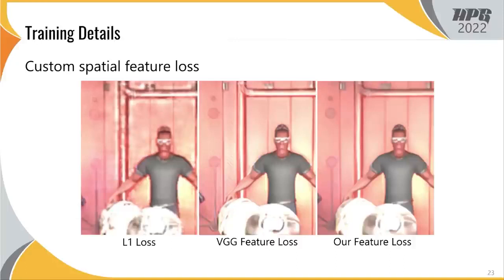When used with our network, we observed pattern artifacts in high noisy regions. To overcome this issue, we trained a loss network on publicly available rendered images and used the features of this network to define our loss function. Our custom feature loss reduces the pattern artifacts significantly.